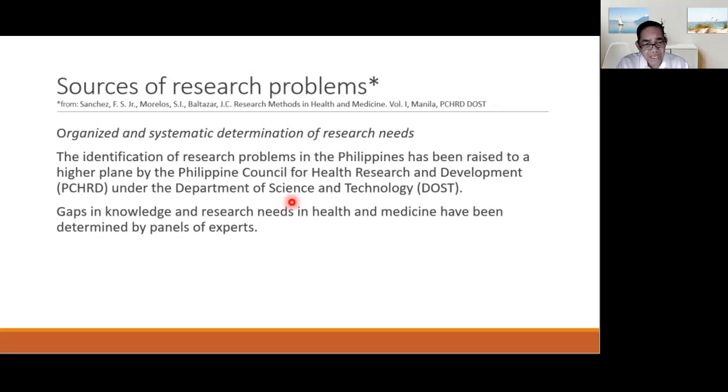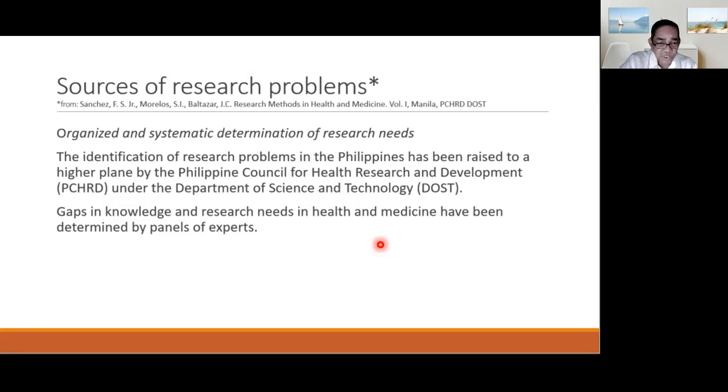From an organized and systematic determination of research needs. You see, class, identification of research problems here in the Philippines has been raised to a higher plane by the Philippine Council for Health Research and Development, PCHRD, that's under the DOST. Gaps in knowledge and research needs in health and medicine have been determined by a panel of experts. They have compiled these research problems and needs as a research agenda in a manual called NUHRA, N-U-H-R-A, that is National Unified Health Research Agenda.